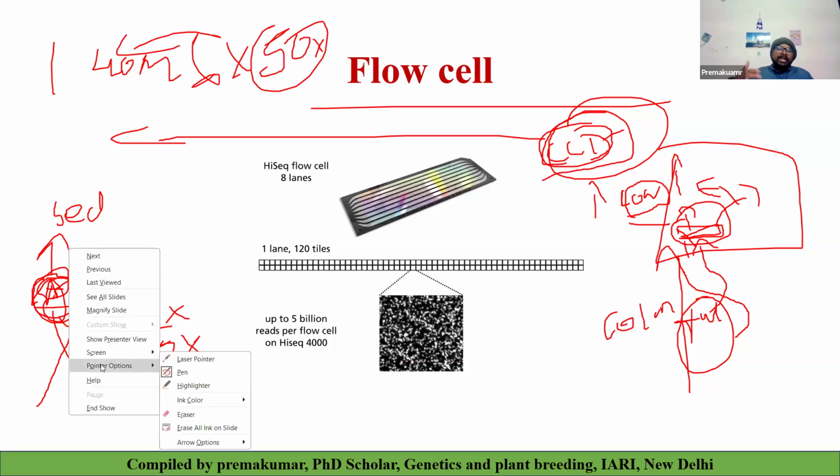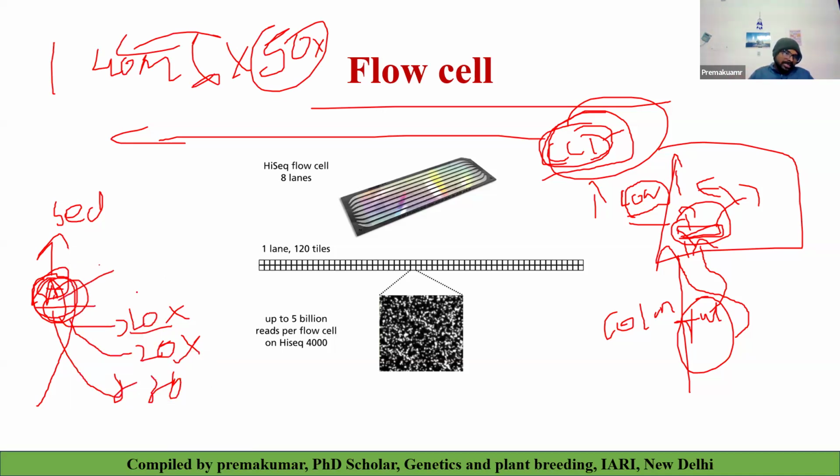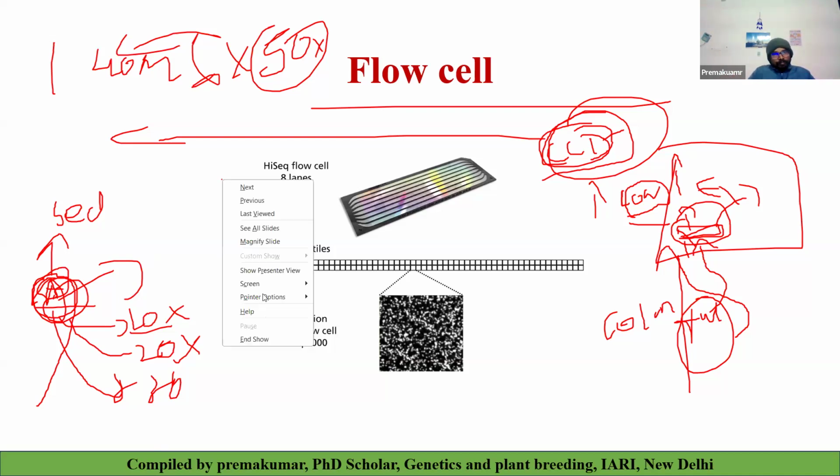Why is higher depth an advantage? Because error will be less. With 10x, you are confirming 10 times that only A is there. With 50x, you are confirming 50 times that only A is there. If you have more depth, you get very accurate data with very little error. Higher coverage also gives less error and very good data, which is easier for assembly. Understood?